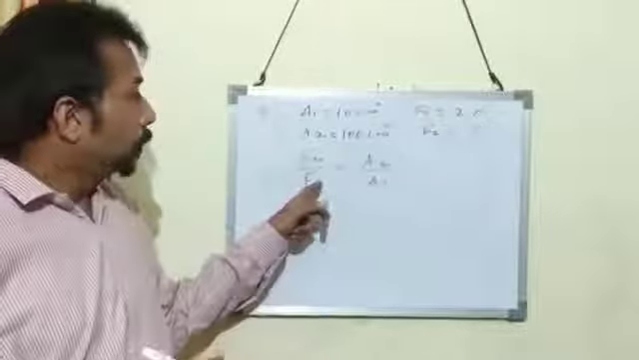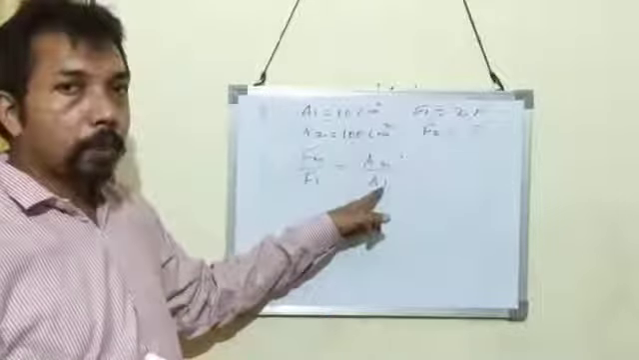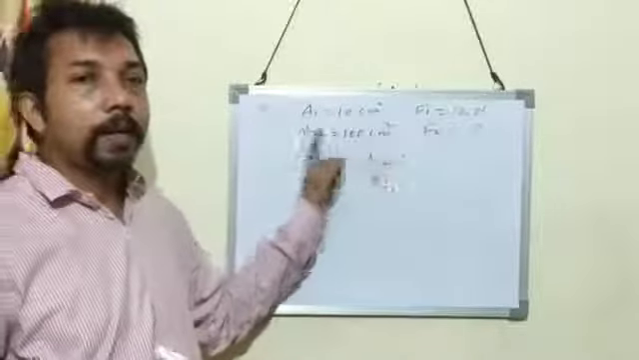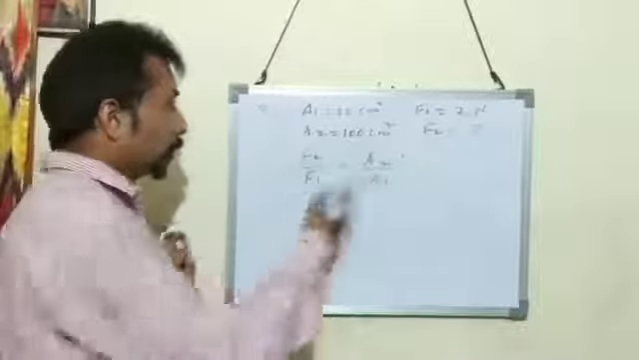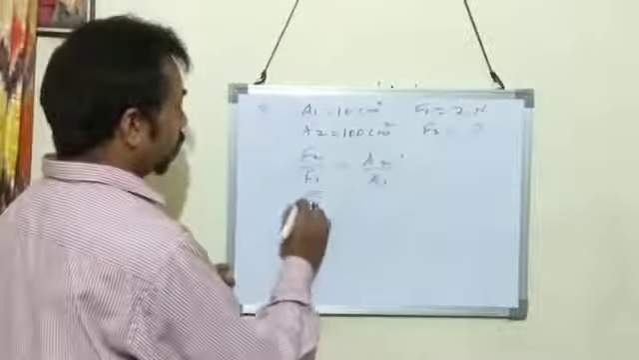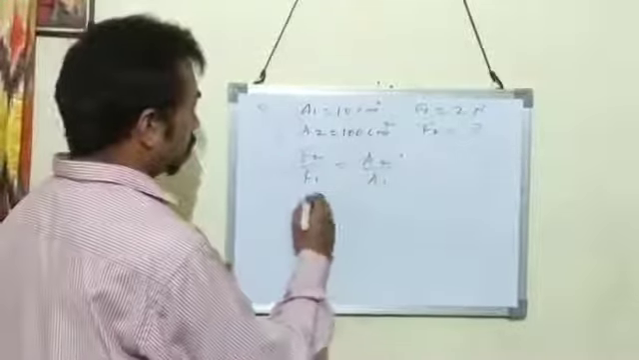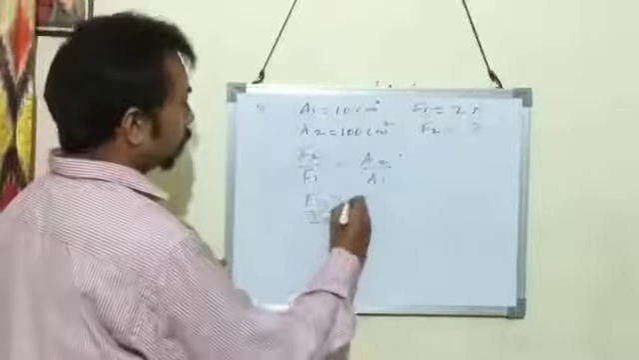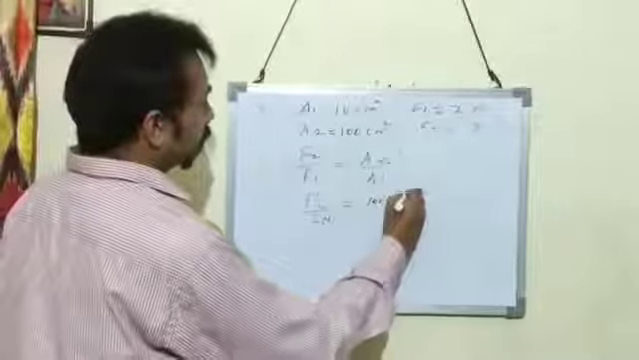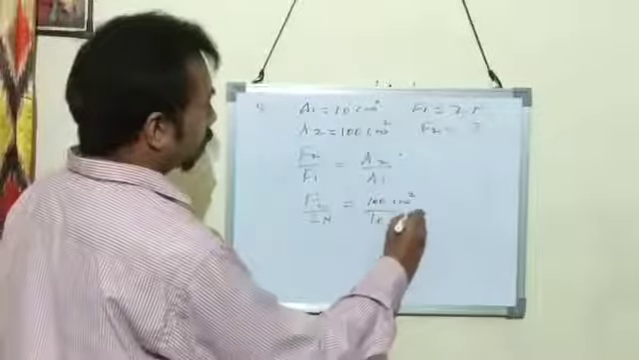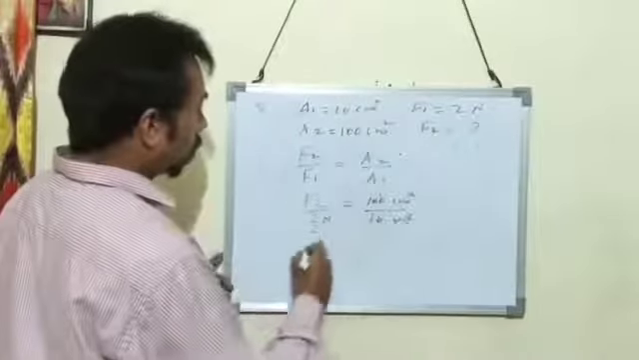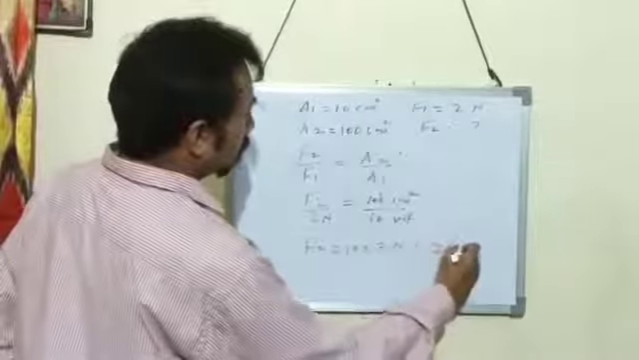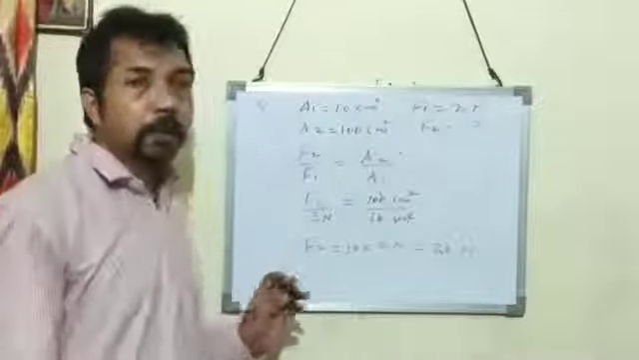So this is the main point which I have to remember. A1 is the area cross section of the smaller one, F1 is the force on the smaller one. A2 is the area cross section of the larger one, and F2 is the force which is produced on the larger one. Substituting the values, F2 we have to find out, upon F1 2 Newton, which is equal to A2 100 centimeter square upon 10 centimeter square. Cross multiplying, F2 is equal to 10 into 2 Newton, which is equal to 20 Newton. So this is the answer.